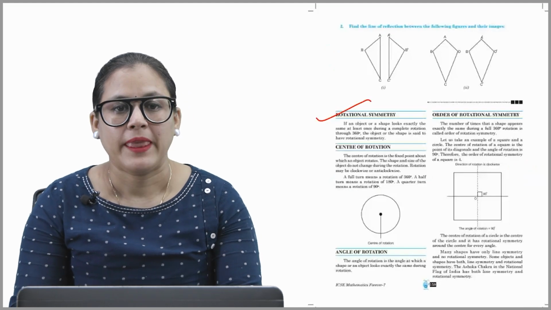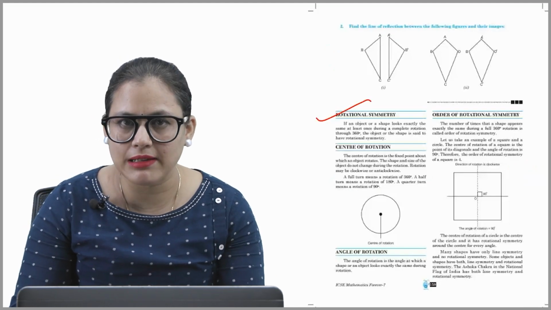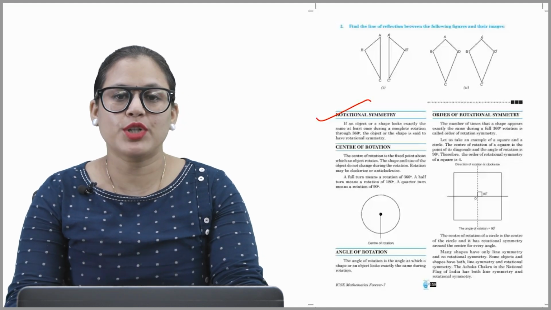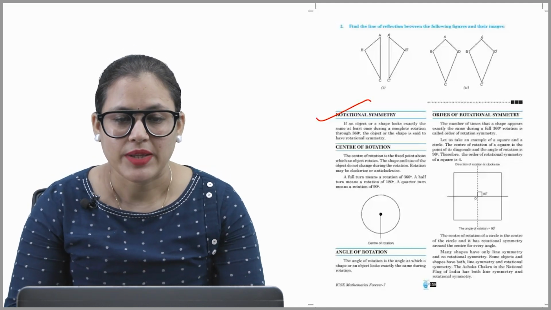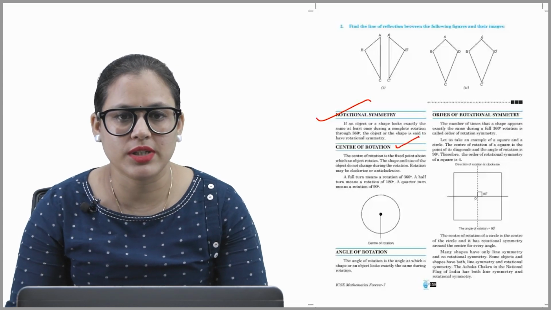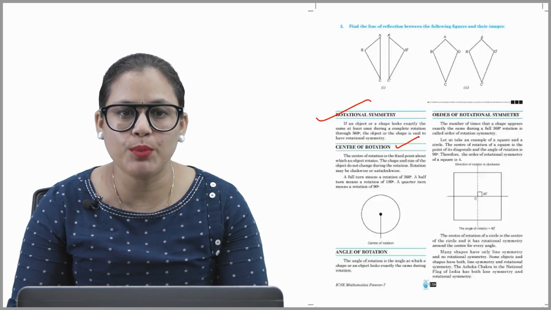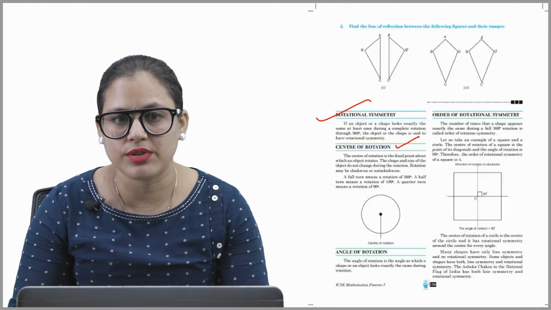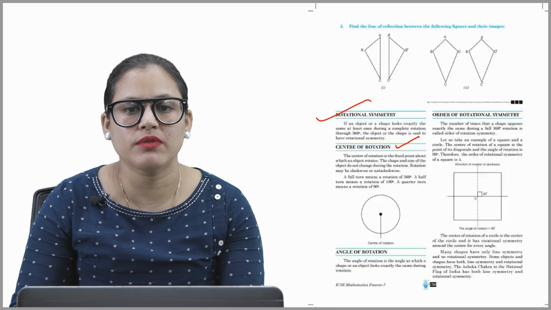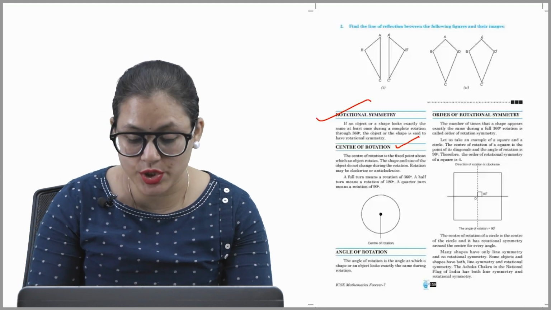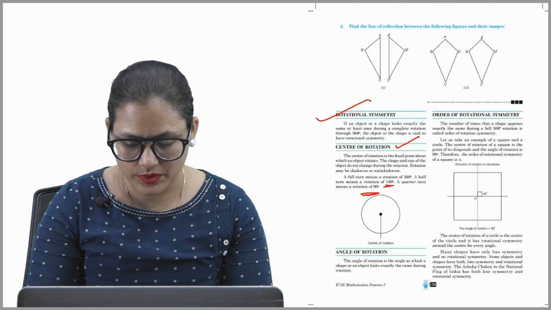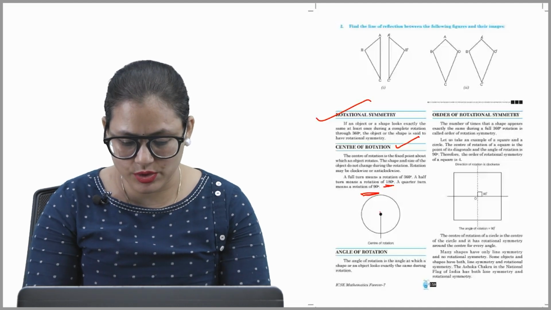Rotational symmetry. If an object or a shape looks exactly the same at least once during a complete rotation through 360 degree, the object or the shape is said to have rotational symmetry. Center of rotation. The center of rotation is the fixed point about which an object rotates. The shape and size of the object do not change during the rotation. Rotation may be clockwise or anti-clockwise. A full turn means a rotation of 360 degree. A half turn means a rotation of what? 180 degree. A quarter turn means a rotation of 90 degree. Okay, see this is the center of rotation.